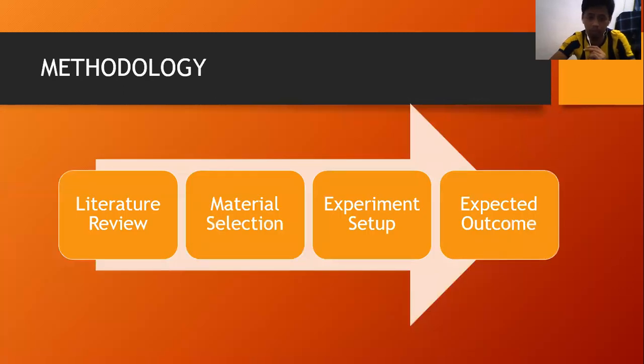Next, I want to go through my methodology flow. As you can see, this is my methodology flow. The first one is the literature review. After that, we go to the material selection, and after the material selection, we do the experiment setup for our project, and lastly, we do the expected outcome for our project.